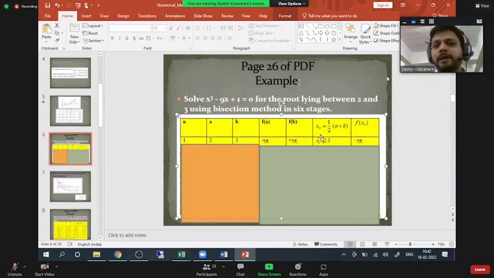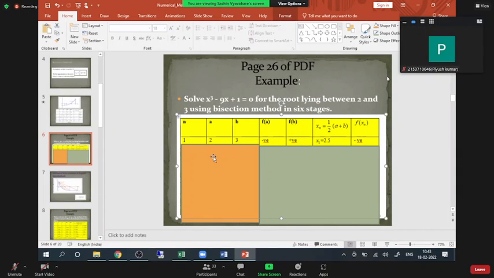Yes, if it is positive, see, x1 is obviously the center value of the interval. So for 2 and 3, the center is 2.5. Now we calculate f of x1. If f of x1 comes negative, it indicates we have to replace a by x1, because f of a is also negative and f of x1 is also negative. So the negative value replaces the negative value and the positive value replaces the positive value. Suppose f of x1 comes positive, then we have to replace b by x1.